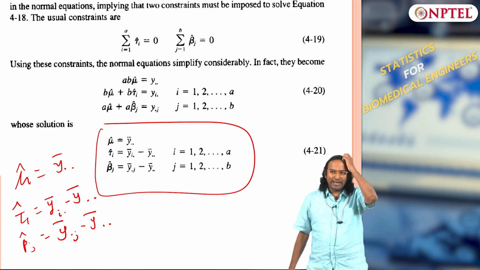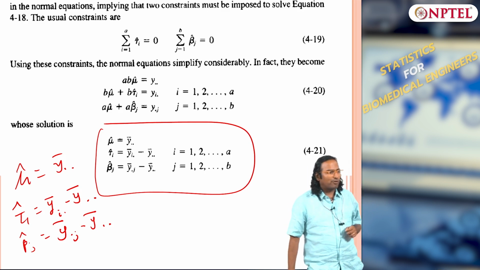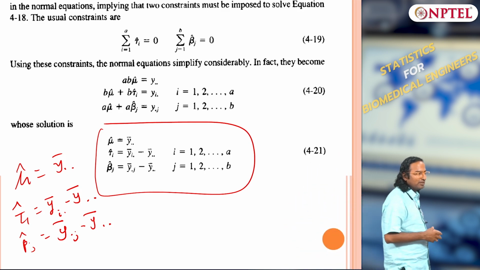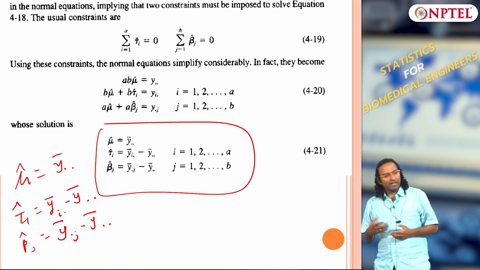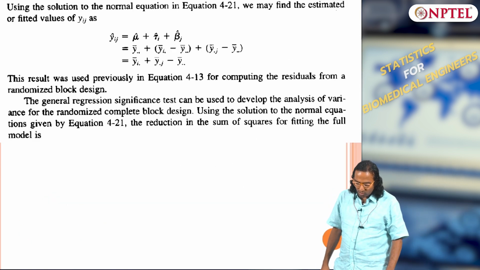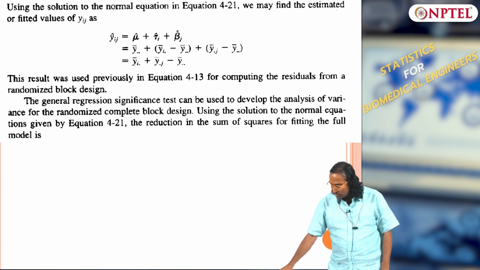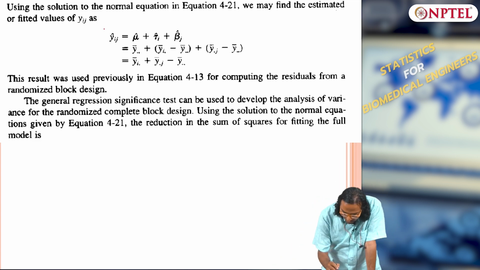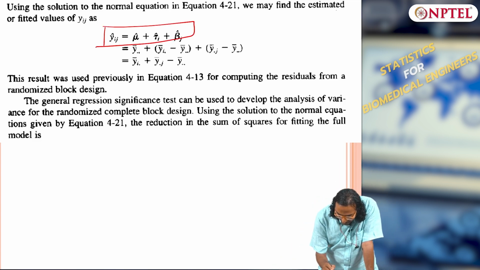So now what is pending? We need to derive the equations for sum squared error, mean square treatment and mean square blocks. Exactly like last time, we can do all of this. So your model prediction, y ij hat, is mu hat plus tau i hat plus beta j hat. You can replace the estimates.